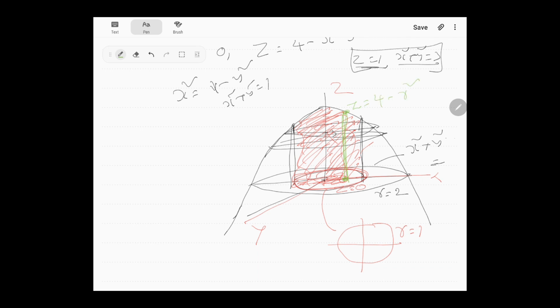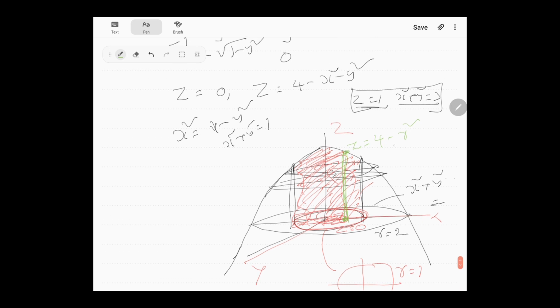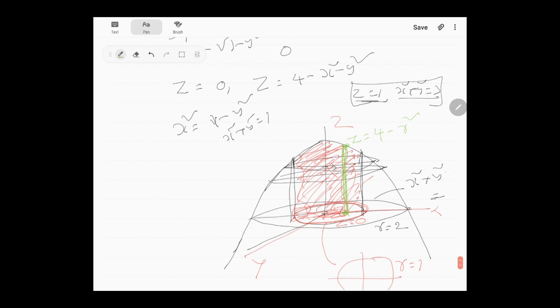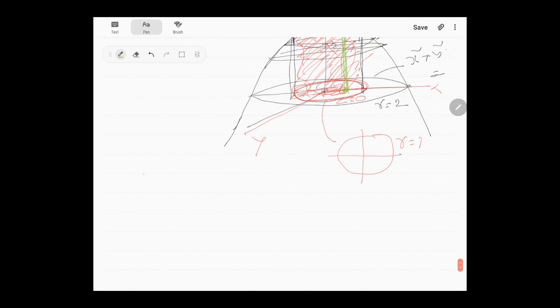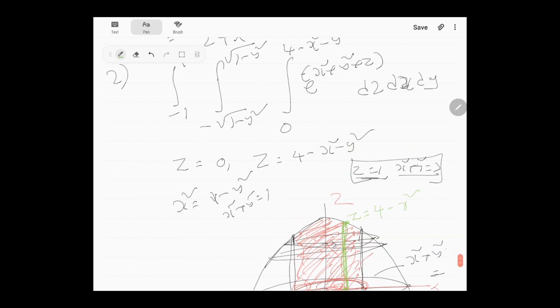Taking the minus common, x square plus y square is r square. So z is equal to 4 minus r square for a given r, and the r value varies from 0 to 1. Theta values vary from 0 to 2 pi. Therefore, for the given triple integral, the limits are z from 0 to 4 minus r square, r from 0 to 1, and theta from 0 to 2 pi.